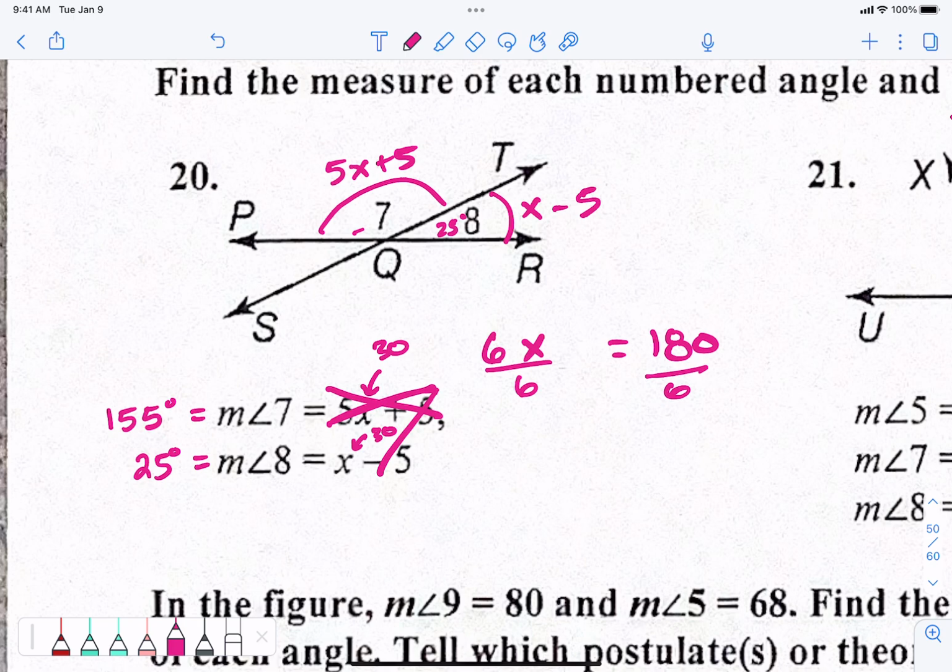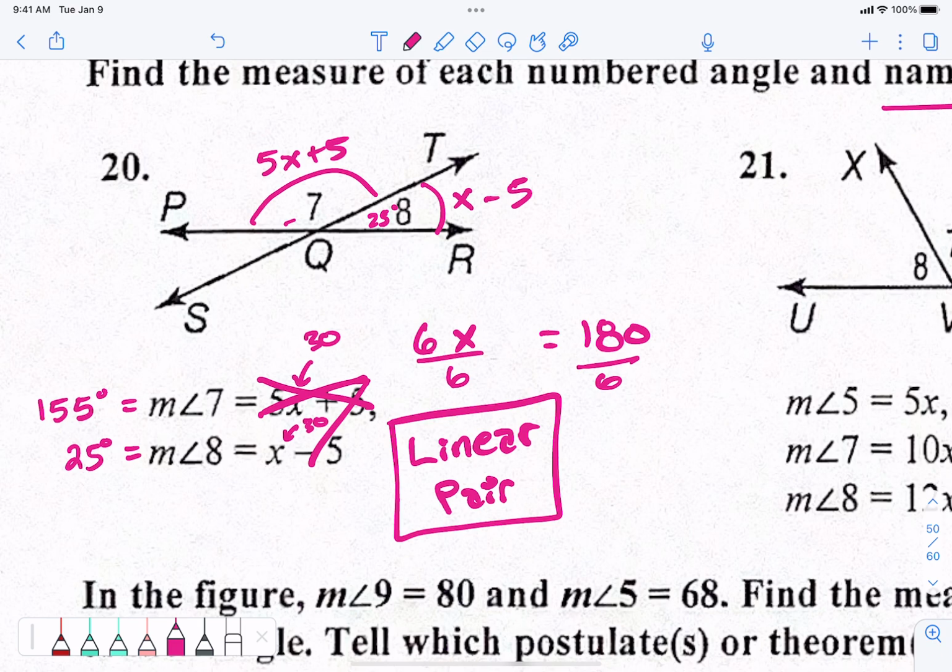How did we know that? Do we have a sense of the theorem? They're a linear pair. Let's just put linear pair down, because that's the justification for it. It might be the supplement theorem, because they are supplementary if they are a linear pair. So linear pair, supplement theorem, Theorem 2.3. Any of those I would accept as justification. It doesn't necessarily have to be a theorem, but anyway.